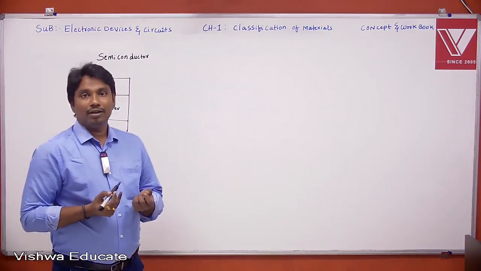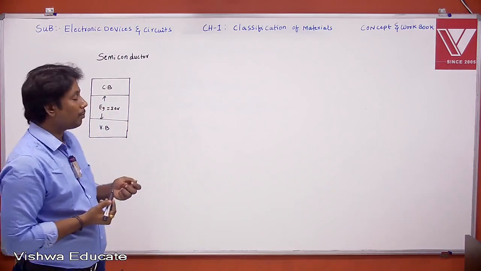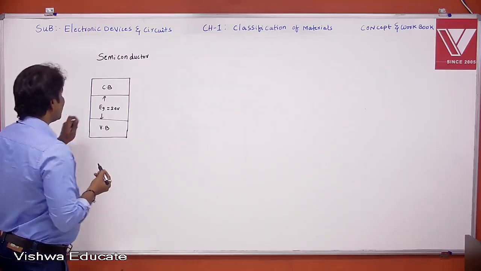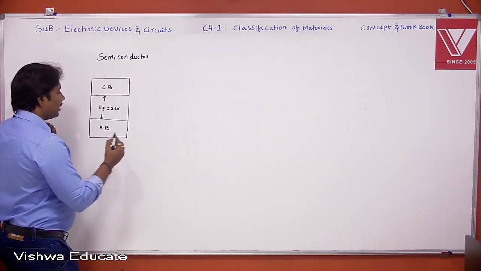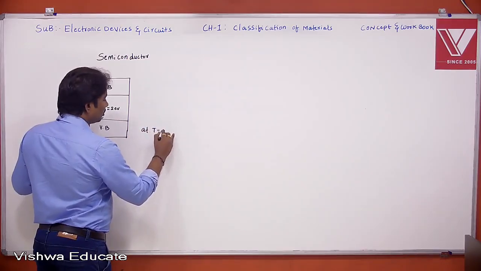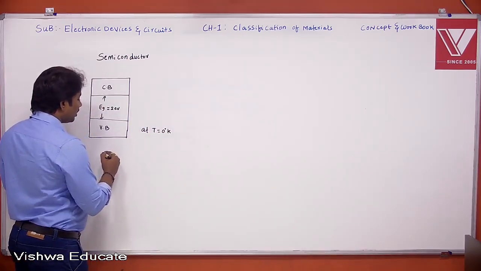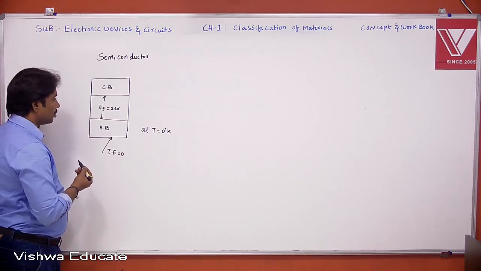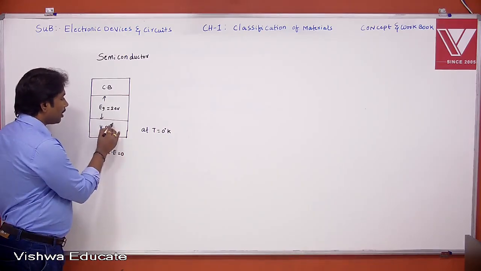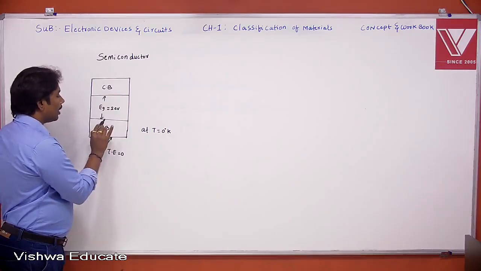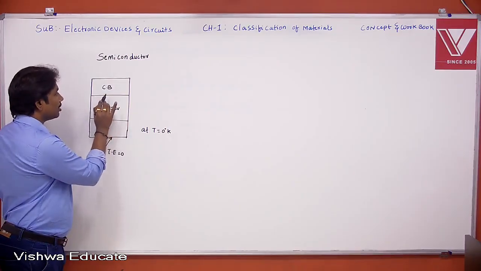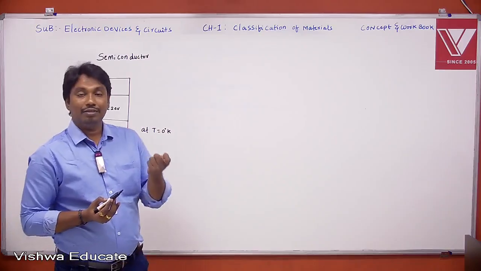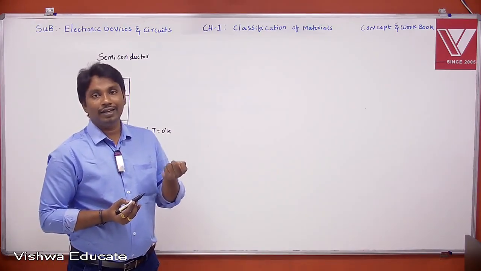What is a semiconductor? A semiconductor is a material whose energy gap is very small, approximately 2 electron volt. Such a material is called a semiconductor material. At T equal to 0 degrees Kelvin, the thermal energy supplied to the valence electrons is 0. That means no valence electrons move from the valency band to the conduction band, so the conduction band is empty. Then the semiconductor acts as an insulator at T equal to 0 degrees Kelvin.